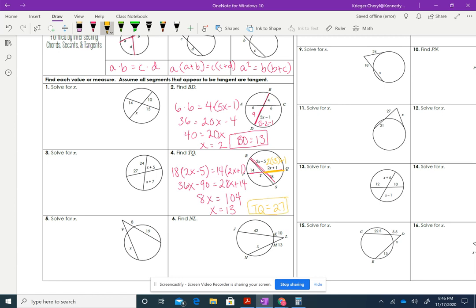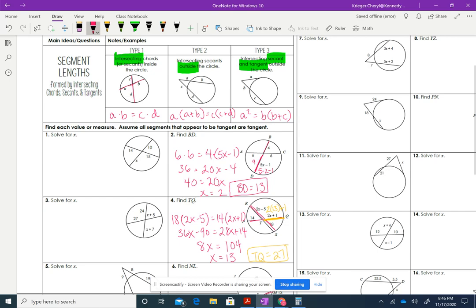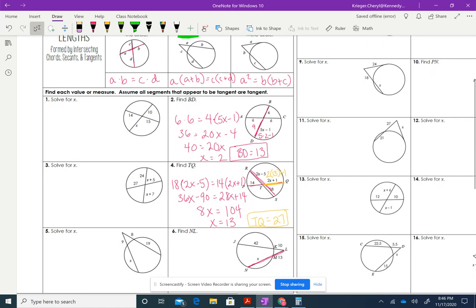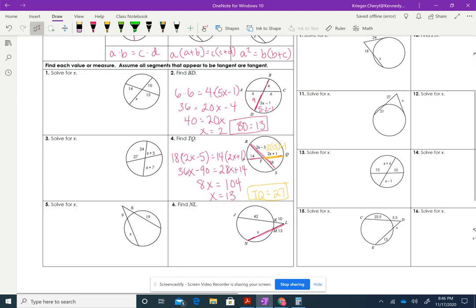Okay, finally, something different. Here we have NL, right? We're finding the length of NL, which is a secant, right? Because it continues outside the circle. And a portion of that secant is 13, and the other portion is x. Okay, so we have two secants, right? That is type 2. We use the formula a times a plus b equals c times c plus d.